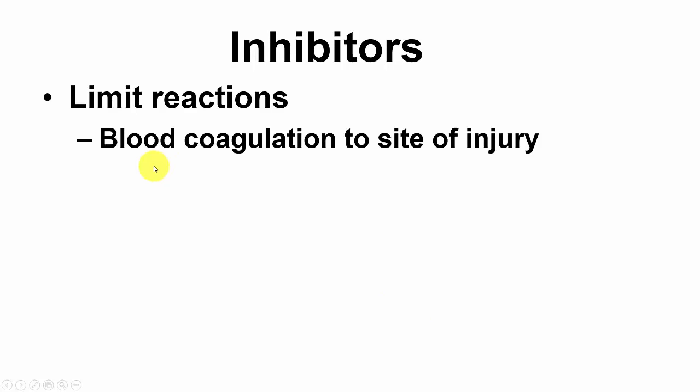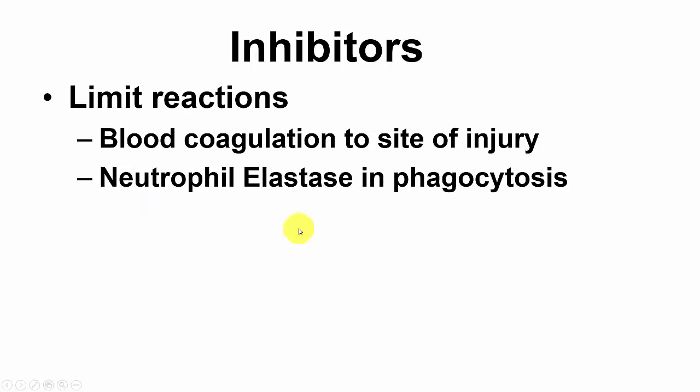Inhibitors. They limit reactions such as blood coagulation to the site of injury. If you cut your finger, you wouldn't want all the blood in your arm to clot, you only want it to clot right at the cut. Neutrophil elastase is involved in phagocytosis and killing of bacteria inside neutrophils. If it gets outside, it's a big problem.